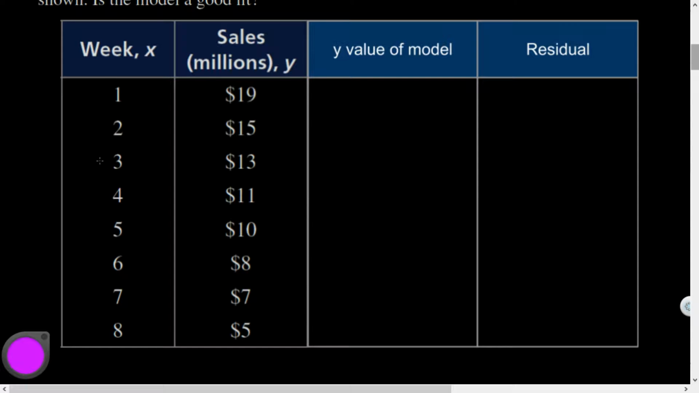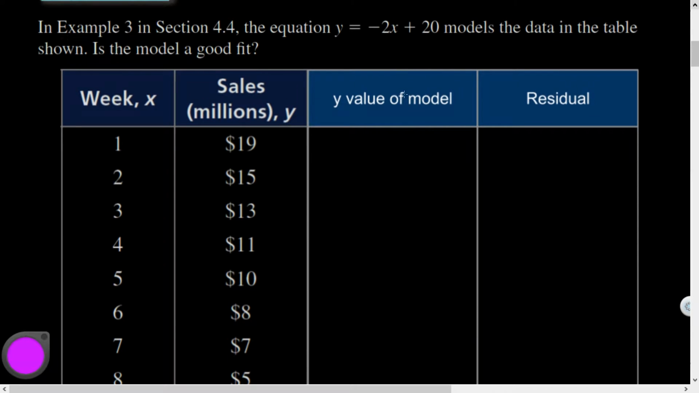But here we go. Here's my inputs, here's my outputs. And then we had an equation, y equals negative 2x plus 20. So what I'm going to do is figure out, here was the actual y value. Let's figure out what my equation would have predicted for the y value.